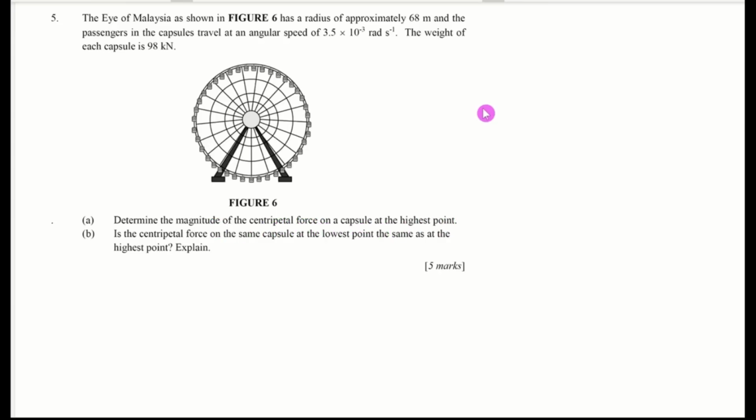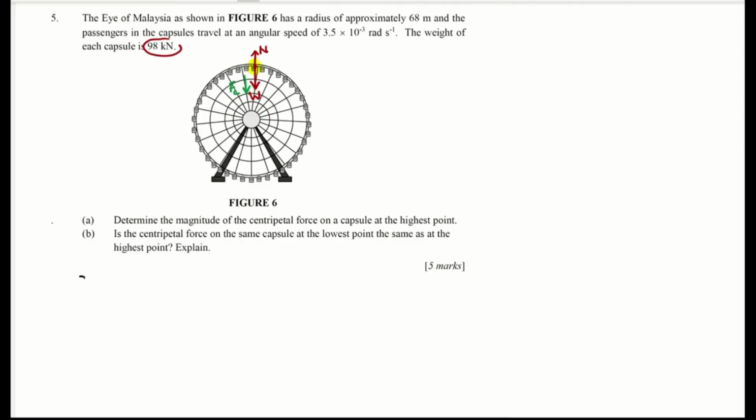So means that, okay, so this is the highest point at the top of the eye of Malaysia. Okay, so means that at the top of the position, we need to draw the forces. So we have normal force upward, and then the weight should be downward. So the weight of each capsule is given 98 kilonewton. Okay, and when the position of the capsule is at the top, means that the direction of the centripetal force should be towards to the center. Okay, jadi ini adalah dia punya center lah. So FC must be towards to the center.